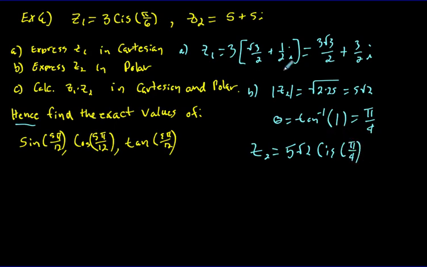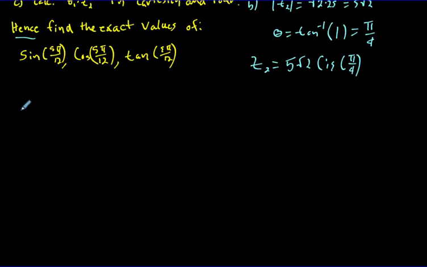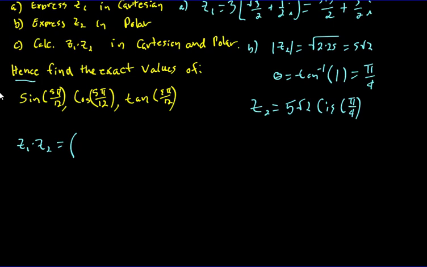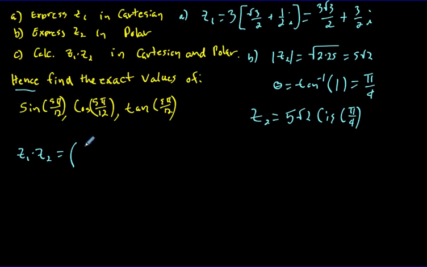Good. So now I've represented them. I have all the forms for both complex numbers. Now C asks us to calculate z1 times z2 in both polar and Cartesian. We'll start with Cartesian first. It's a little harder. So z1 times z2. Well, we found z1 to be 3 root 3 over 2 plus 3 halves i, and then we know that the other one is 5 plus 5i, right?